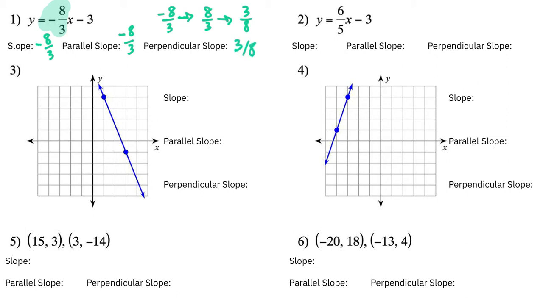We'll do the same thing for number 2. 6/5 is my slope. 6/5 is my parallel slope. Then I'm going to take that 6/5. I'm going to flip the sign, so it's positive, now it's negative. And then I'm going to take the reciprocal. So that -6/5 will become -5/6.